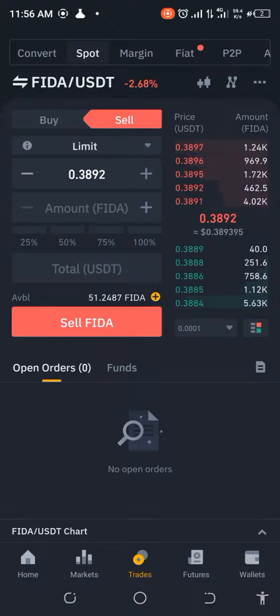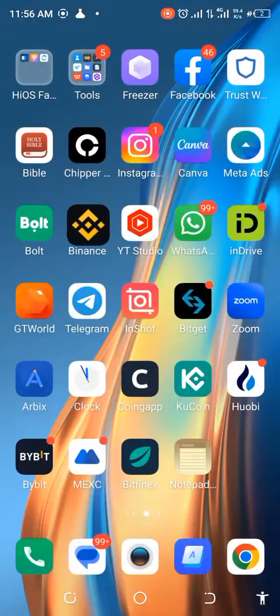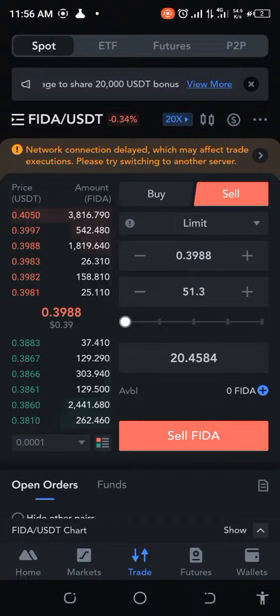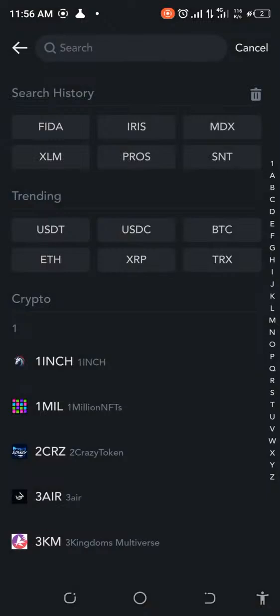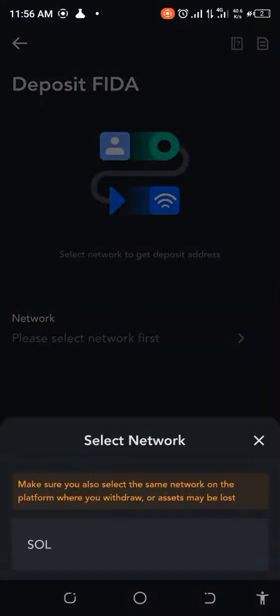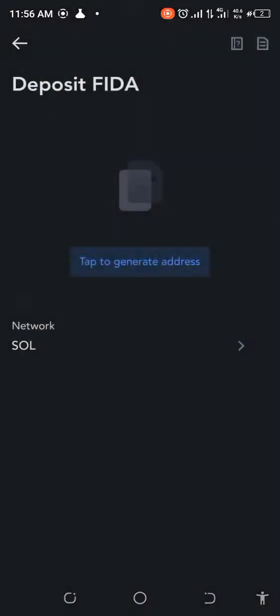All right, so next up is that we want to quickly send this over, right? We're sending it over to MEXC. Okay, so here we're going to deposit it. So what are we doing here? We want to deposit the FIDA, and the network is Solana.